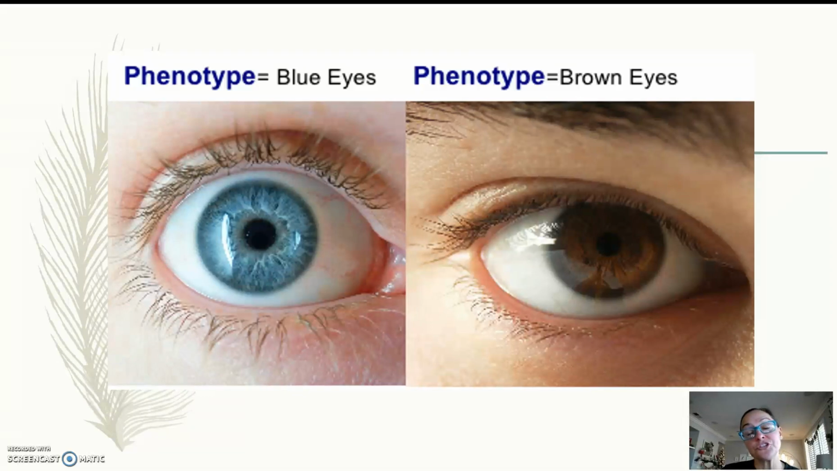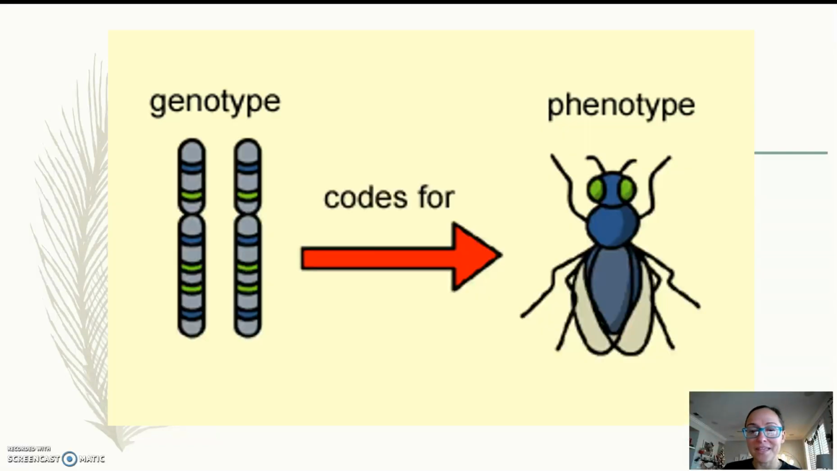So as an intro to genetics, some important words that we should be aware of are words like phenotype and genotype. Our genotype is basically the combination of alleles that we inherit, and they code for our phenotype. Now our phenotype is like our physical expression of those genes.